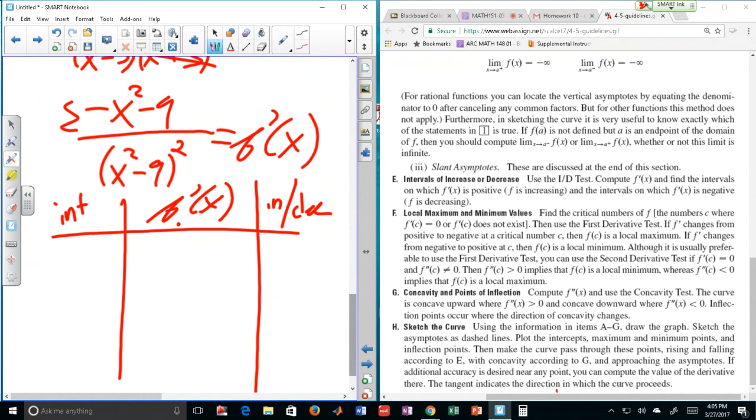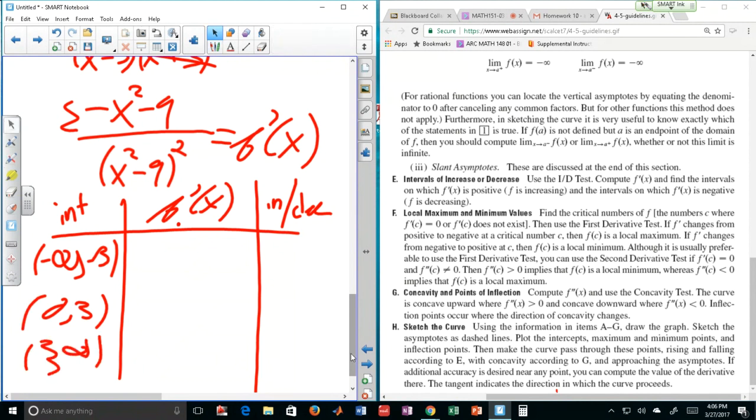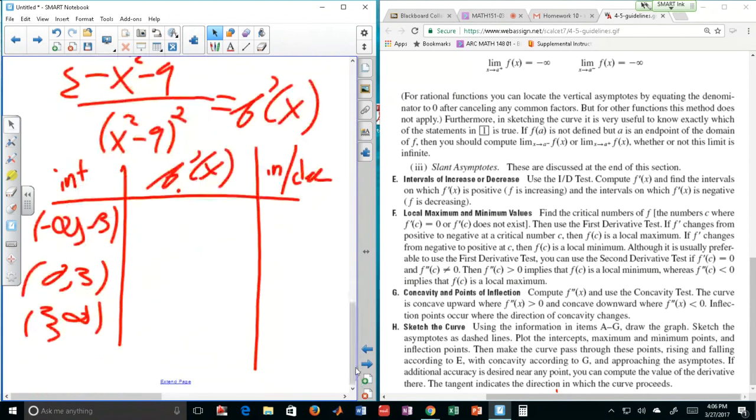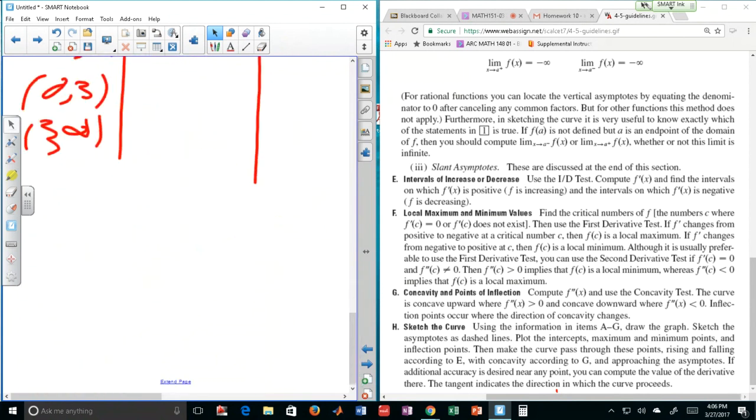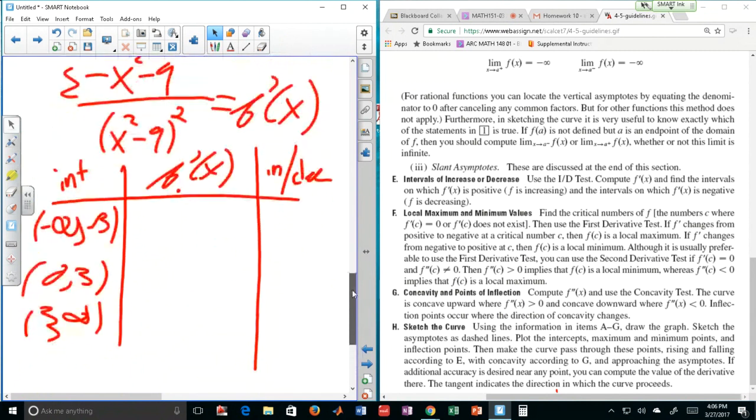Well, okay, so we just need to plug in numbers and see what happens, right? Like plug in from the interval, like plug in -1. Since it's not defined at those points, let's just do -3, 0, 3. Let's try this. So I guess plug in -4 for the first one or something like that.